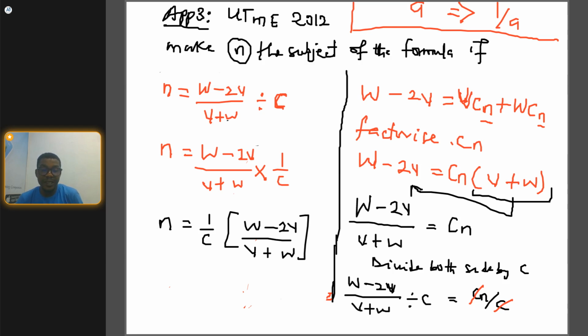So if you check here also, you see that N is not appearing in it. That is the way you know you are doing the right thing. You know that you are doing the right thing when you see that N is not appearing at the other side. So we've gotten our answer for this question. All you need to do is to practice more questions on subject of the formula.